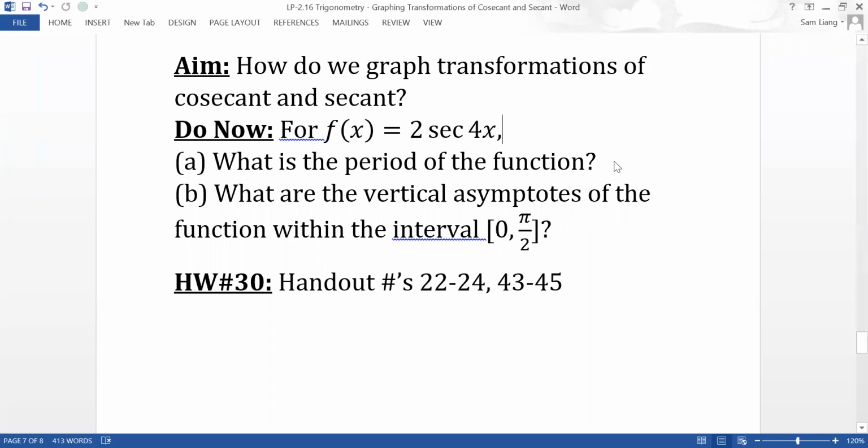And then what about the vertical asymptotes? Anyone get those? Yeah, Alice? For vertical asymptotes, I got pi over 8 and 3 pi over 8. All right, I think that's correct. So let me confirm that. I'm going to move up to the solution. Okay, but yeah, I think it is pi over 8, 3 pi over 8.